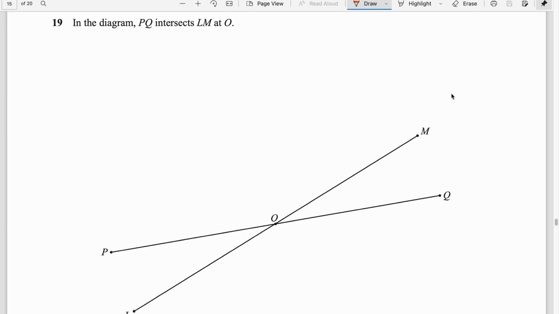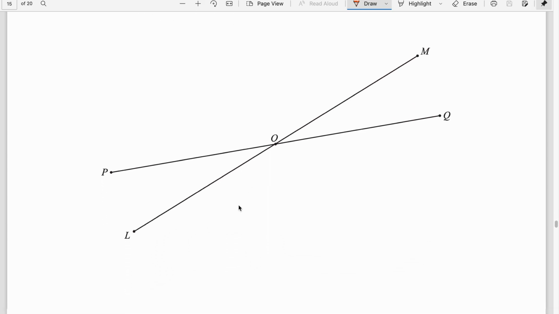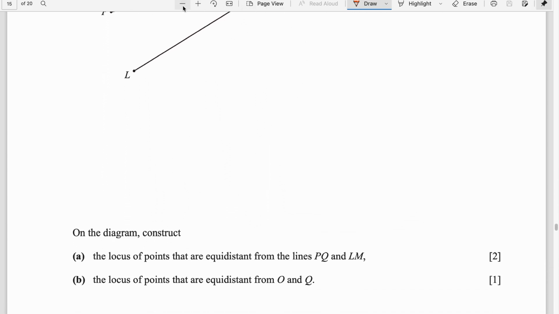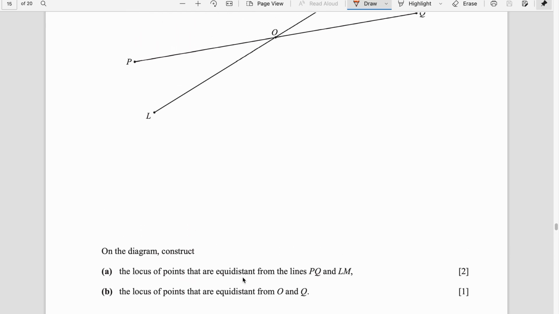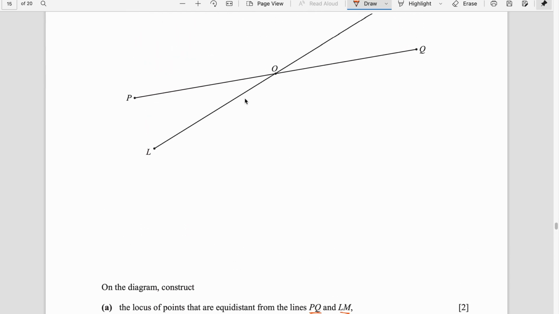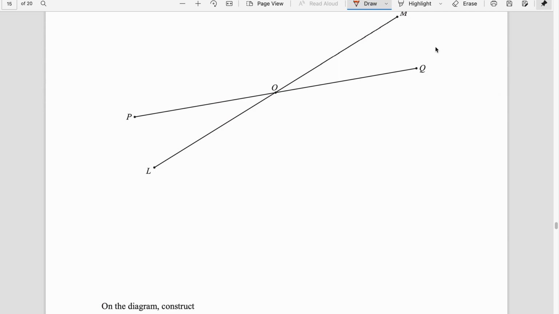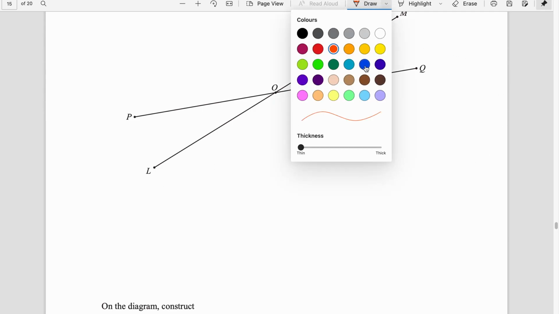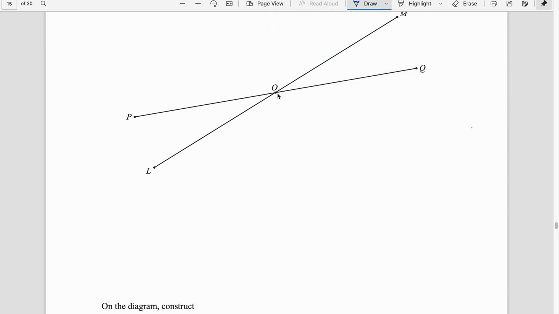Question number 19. In the diagram, PQ intersects LM at O. On the diagram, construct the locus of points that are equidistant from PQ and LM. In order to do this, we should draw an angle bisector. So place your needle here, mark these 2 points, lift your needle of the compass, place it here, mark it again, place it here, cross it again. So you get one of the lines, place your ruler and draw the line through on both sides.